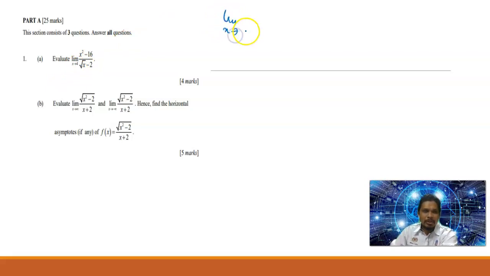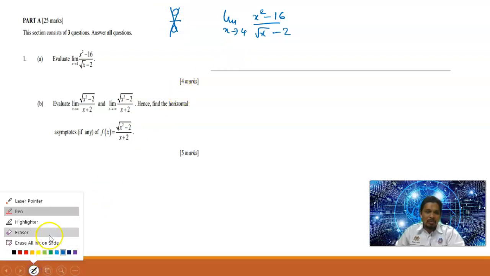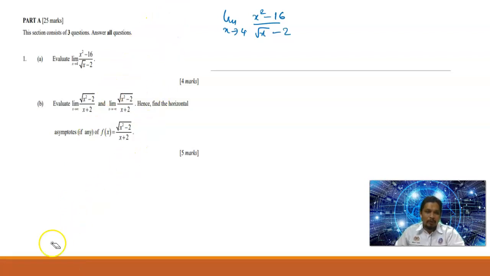Limit of x approaching 4 for (x squared minus 16) divided by (square root of x minus 2). Okay, so guys, girls, if I strictly substitute the value of x equal to 4 here and here, 4 squared equals 16, so 16 minus 16 equals 0, and square root of 4 equals 2, then 2 minus 2 equals 0. If it gives you 0 over 0, then the whole function is undefined, so we are trying to avoid this. Do not strictly substitute the value x equal to 4.